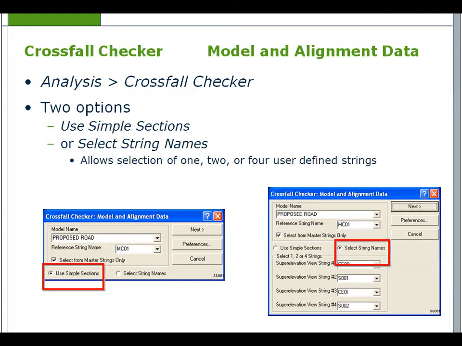Superelevation application wizard. I'm going to use the Crossfall Checker. I'm going to select Analysis, Crossfall Checker from the MX menu. Once the reference string has been selected, there are two options.